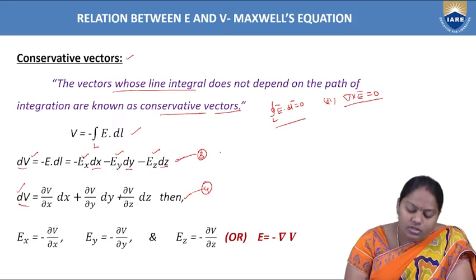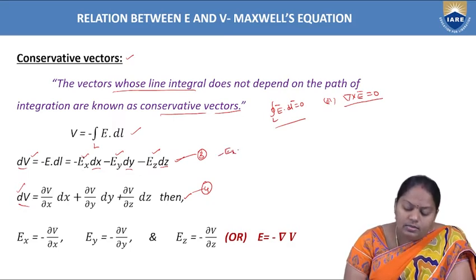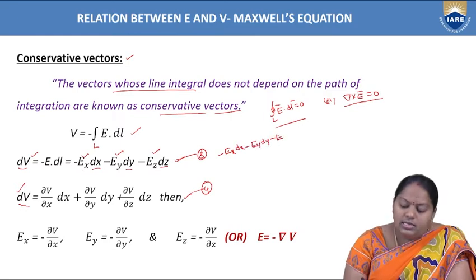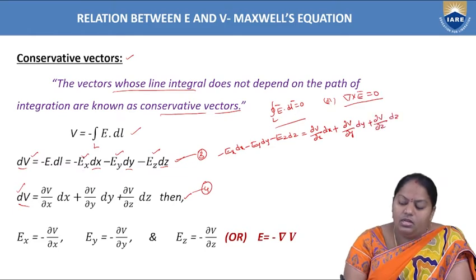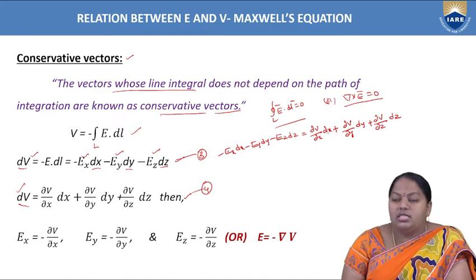So from those two equations, we are going to write this as minus Ex dx minus Ey dy minus Ez dz equal to, from equation number 4, which is written here, ∂V/∂x into dx plus ∂V/∂y into dy plus ∂V/∂z into dz. Right? So now if you observe both sides here, the x component, minus Ex dx, is equal to, in the RHS part, ∂V/∂x into dx.